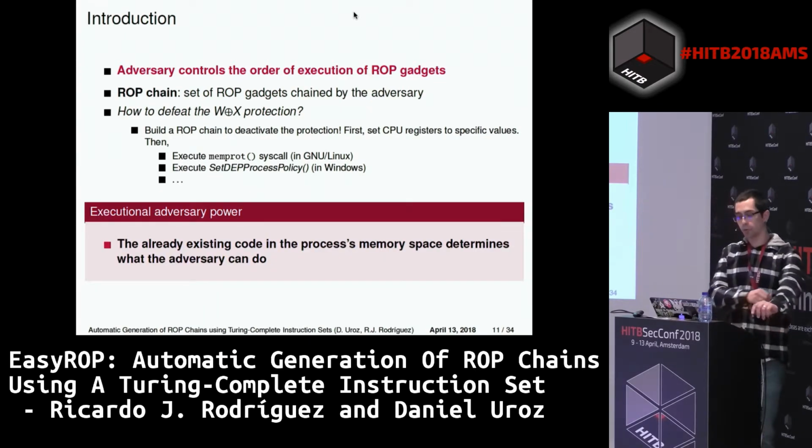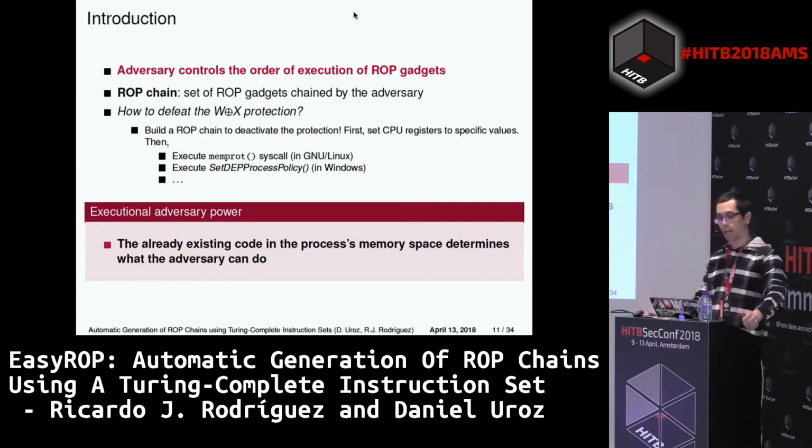Well, let me introduce a term here, executional adversary power, which means that the power of the attacker, or the adversary, will be equal to what he can execute. And this will be determined by which code already exists in the process memory. Okay?